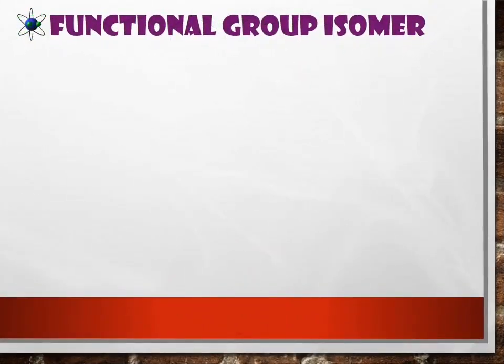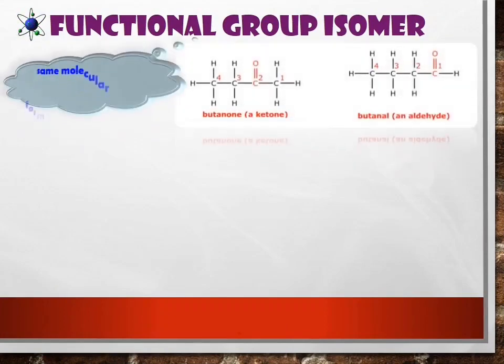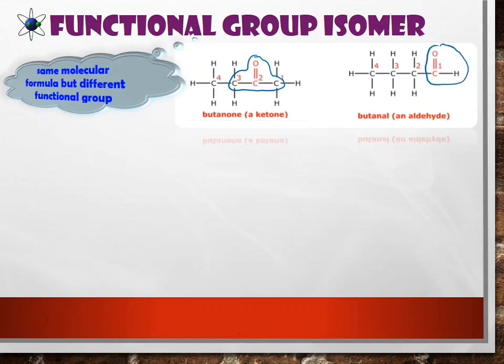Functional group isomer. Functional group isomer refer to the same molecular formula but different functional group. So how, class? Look at the example here. We have butanone, which is the class of compound is ketone. Exchange to butanal, which is the class of compound is aldehyde. Look at the functional group here. Ketone C double bond O CC, while aldehyde C double bond O H. So from one class of compound, exchange to the new class of compound.